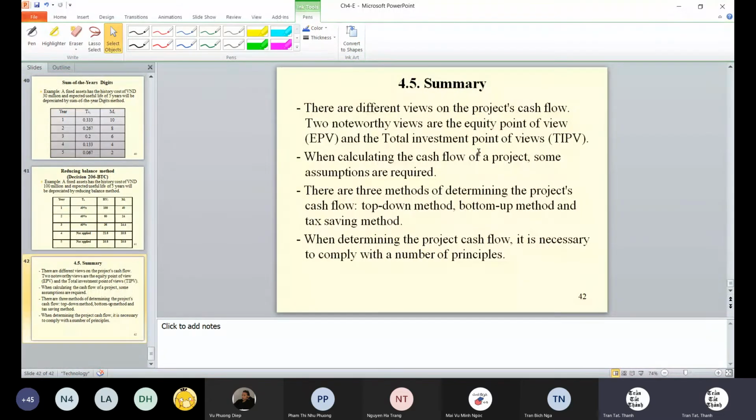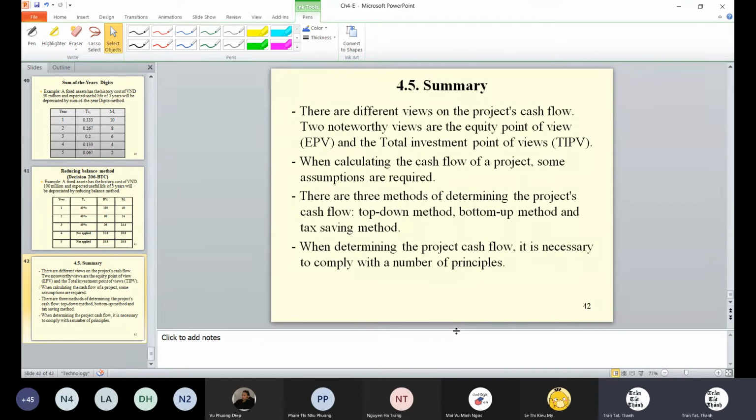So what is the main objective of this chapter? What did we study in this chapter? We studied different views on the project's cash flow. There are different views, but two noteworthy views are the equity point of view, which is EPV, and the total investment point of view. And you already know the difference between them. What are the differences between the total investment point of view and the equity point of view? You know it already. Second, when calculating the cash flow of a project, some assumptions are required, and I already explained the three assumptions to you.